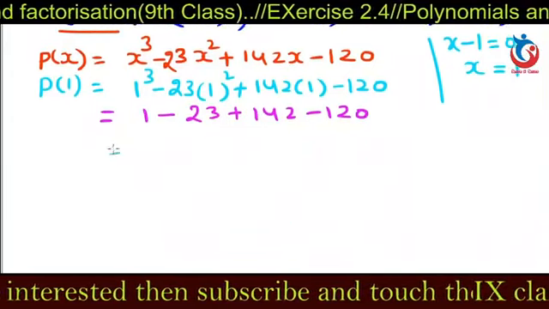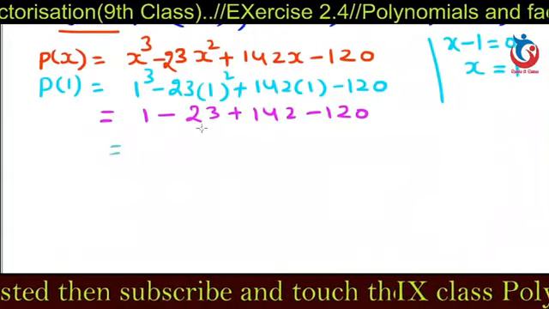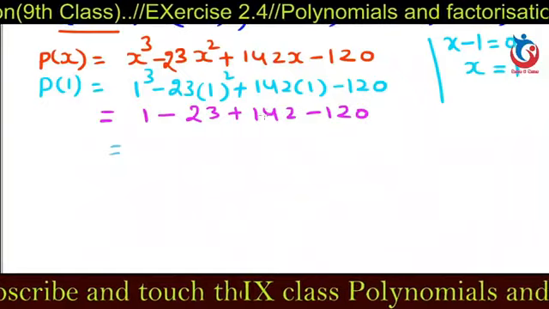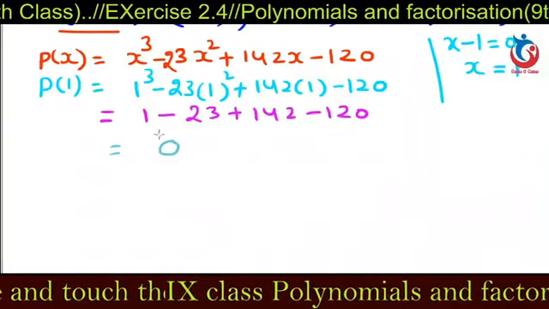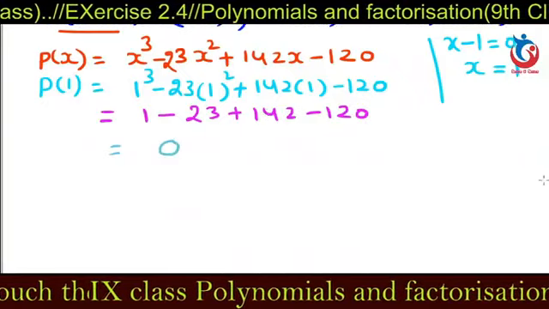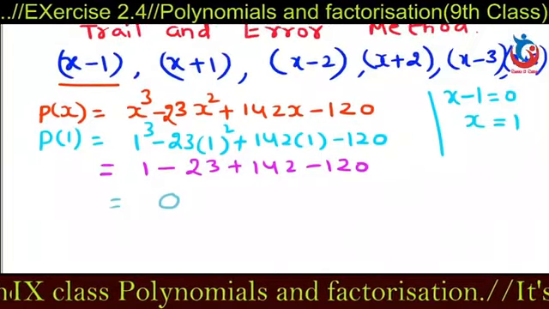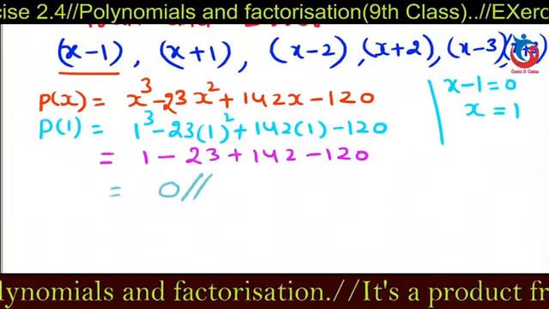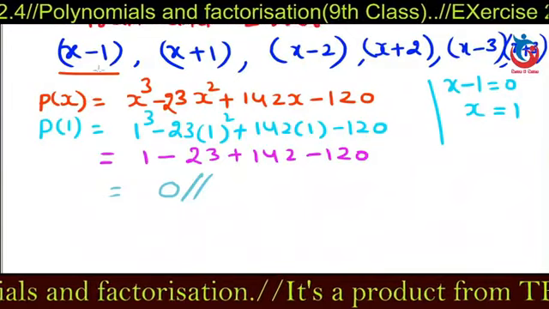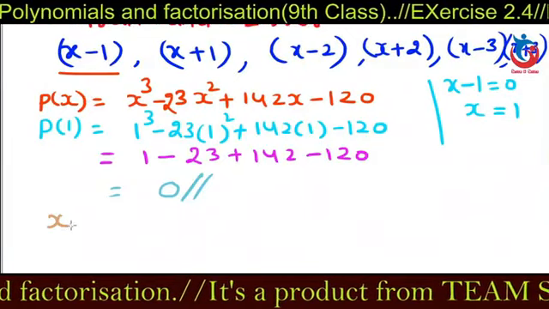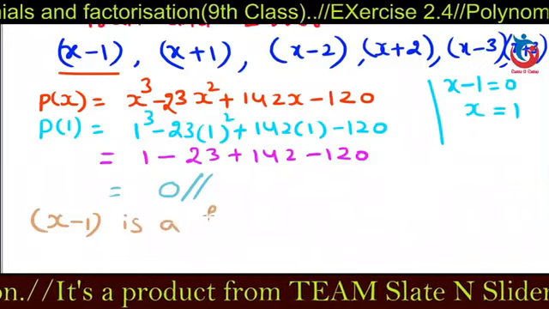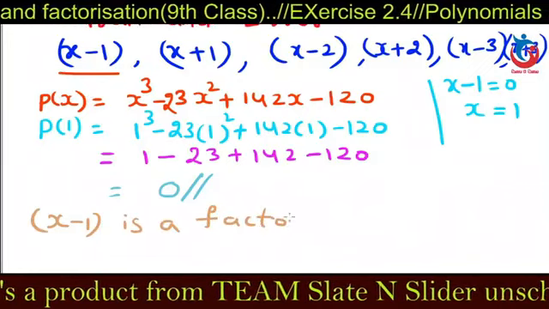So this is equal to 1 minus 23 minus 22 minus 22 minus 120 plus 120, which is 0. Yes, in the first assumption itself we got one of the factors, so we got the remainder 0. That's why we will write x minus 1 is a factor. One factor we got.